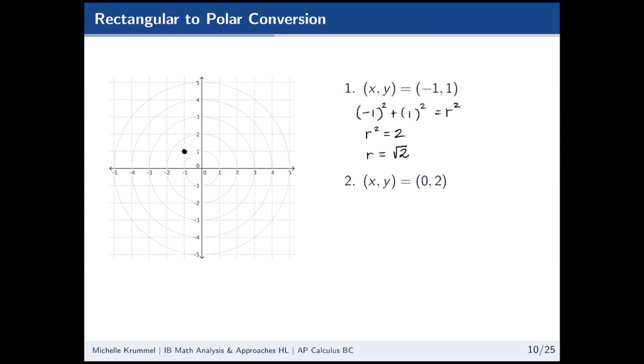We still need to find our angle theta. And there we know that y over x equals tan theta, or tan theta equals y over x. And here y over x would be 1 over negative 1, which is negative 1. And now we just have to figure out what angle has a tangent equal to negative 1. So we want the arctan, or tan inverse, of negative 1, and that is negative pi over 4.